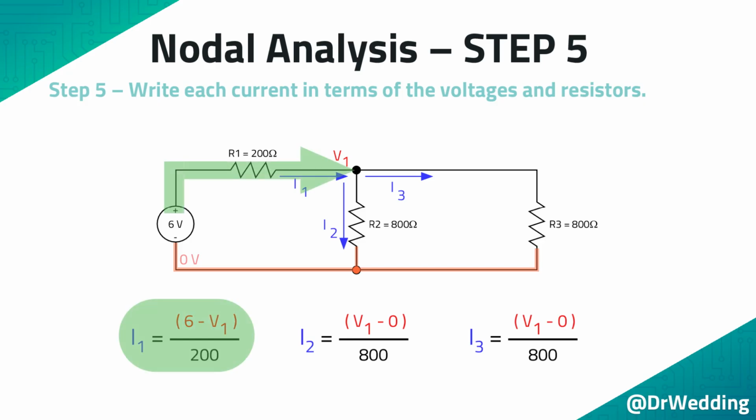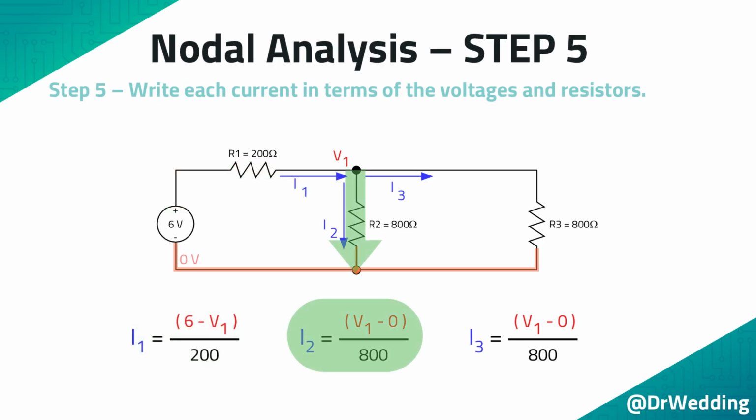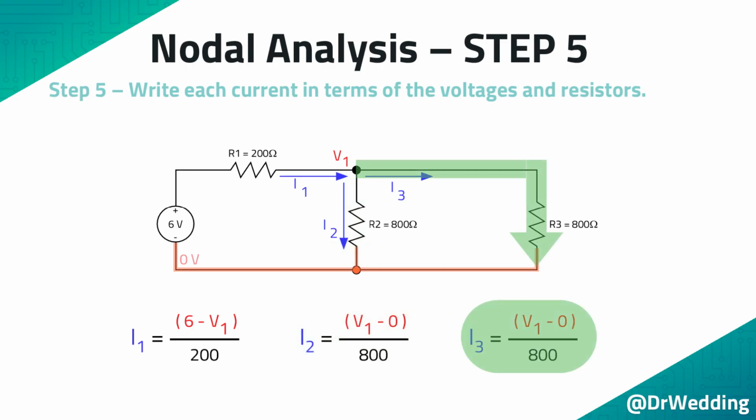The I1 current starts at the 6-volt supply and ends at the V1 node. This voltage is divided by the resistance between the 2 voltages. The I2 current starts at the V1 node and ends at 0 volts. This voltage is divided by the resistance between the 2 voltages. Finally, the I3 current starts at V1 and ends at 0 volts on the lower node. This voltage is divided by the resistance between the 2 nodes.